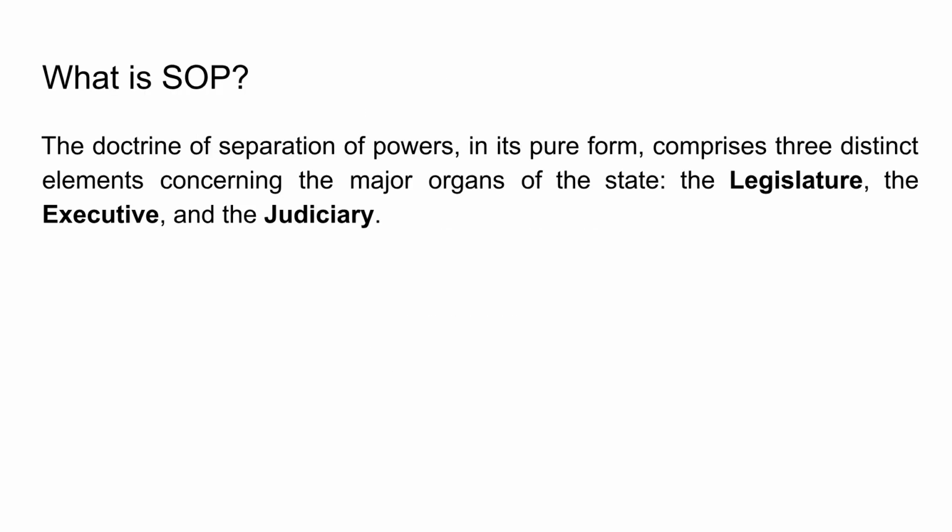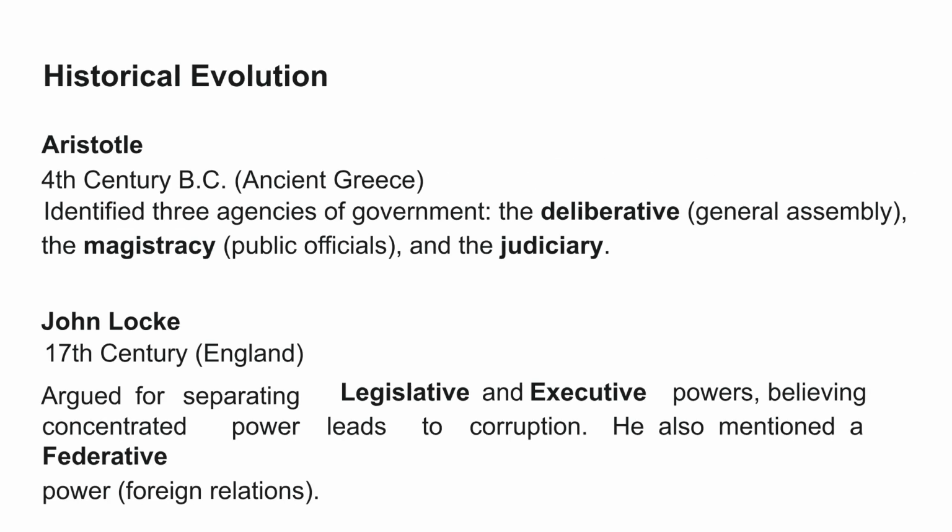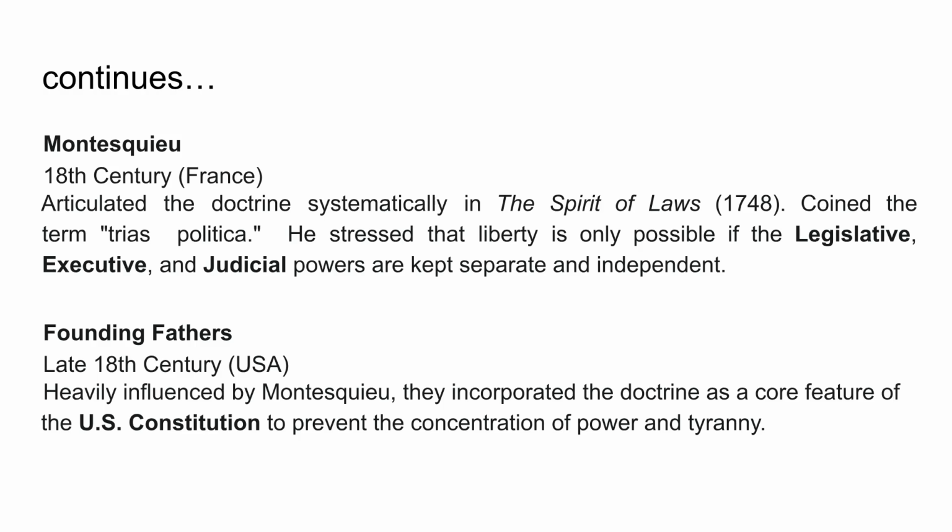The doctrine of separation of powers, or SOP, concerns the three major organs of the state: the legislature, the executive, and the judiciary. The historical evolution began in ancient Greece, where Aristotle identified the deliberative, magistracy, and judiciary agencies. Later, in the 17th century, John Locke argued for separating legislative and executive powers to prevent corruption. Montesquieu systematically articulated the doctrine in the 18th century, coining the term "Trias Politica."